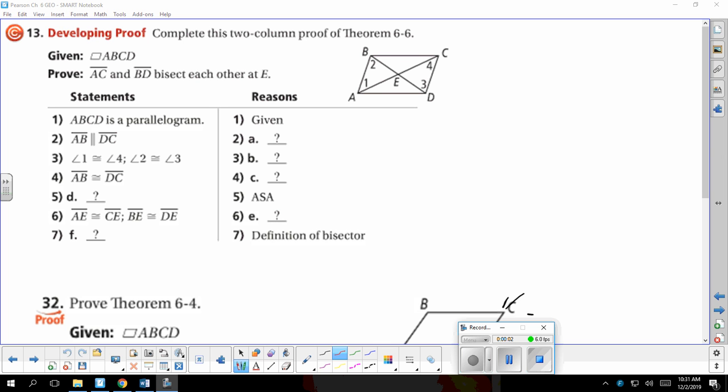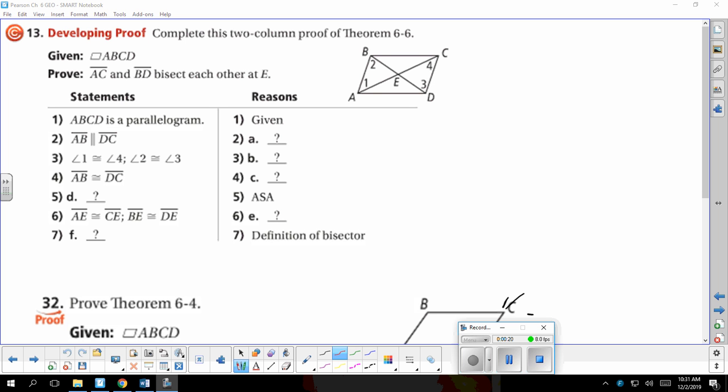So for the 6-2 homework assignment, problem number 13, here are the two proofs from that assignment. All right, so this one, we want to prove some of those theorems. The first one, that AC and BD bisect each other at point E. So remember, we can divide this up into triangles.